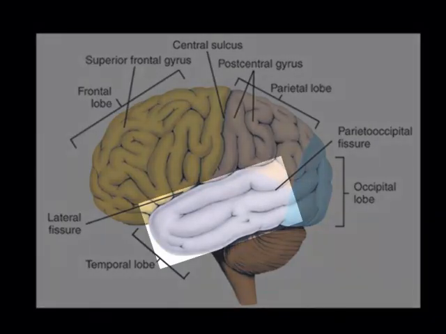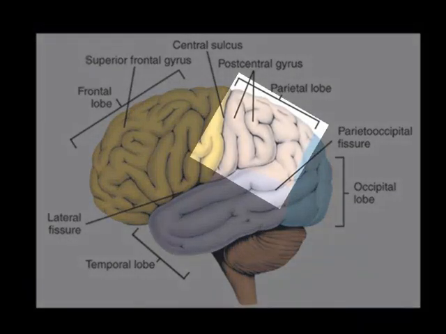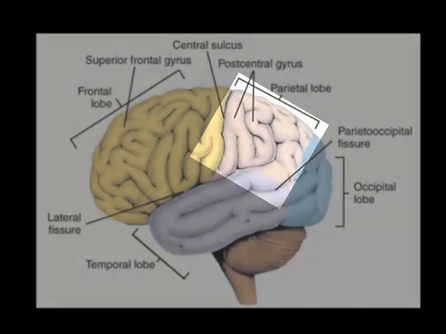The temporal lobe is located on the bottom section of the brain, below the lateral fissure. It processes auditory and olfactory stimuli. The parietal lobe is immediately posterior to the central sulcus and superior to the lateral fissure, located in the middle section of the brain.